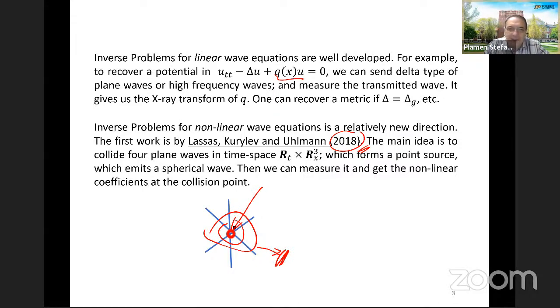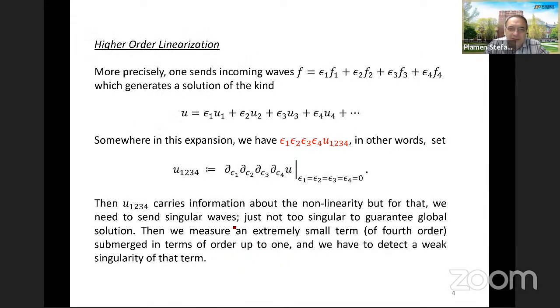That's the idea. This is not the idea that we're using. I just want to explain the history. So this is based on higher order linearization, and you send several incoming waves with small parameters here. And then you look for an expansion of the solution of this kind, and then somewhere you're going to have this term here. This is basically a fourth order derivative, some very special one. And you hope that this term, which is in the whole expansion, will give you information about the nonlinearity.